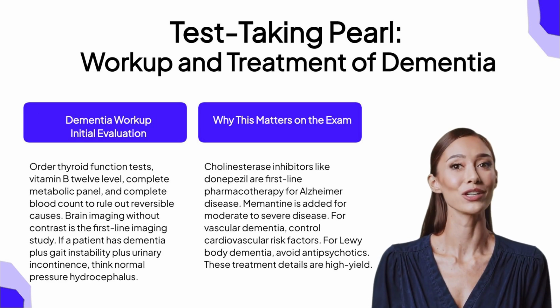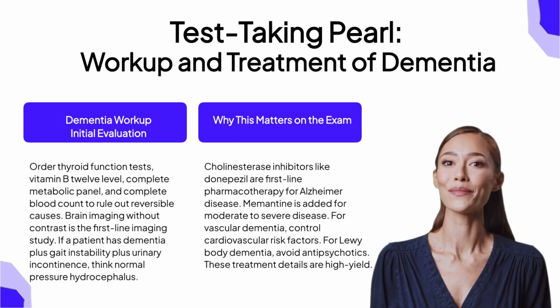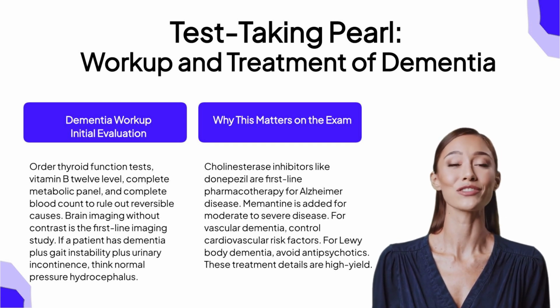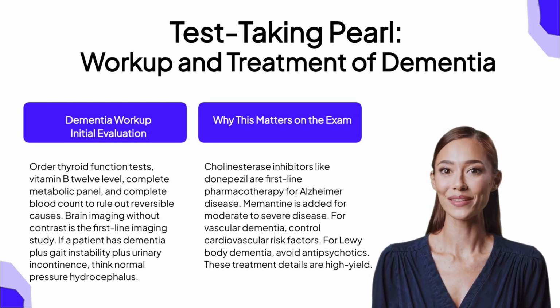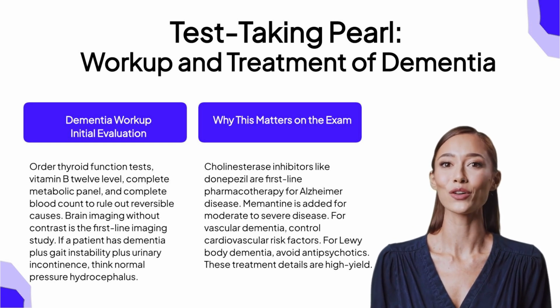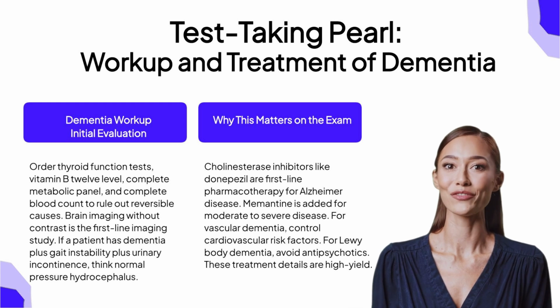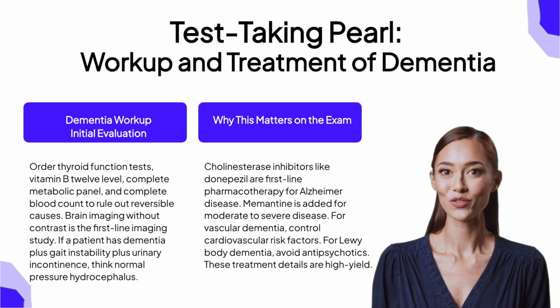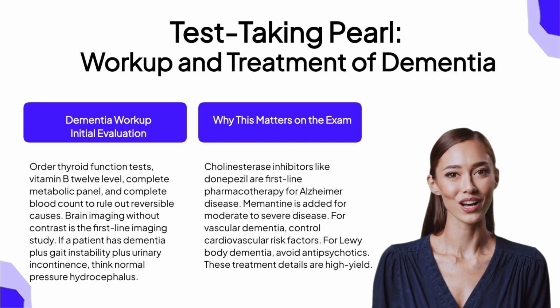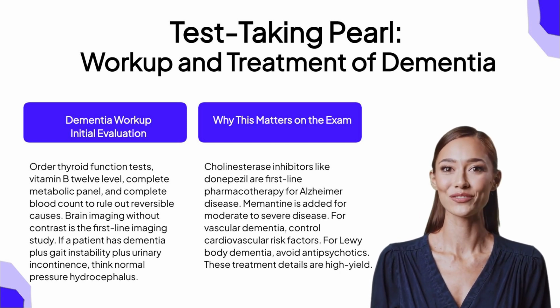Here is a critical test-taking pearl about the workup and imaging of dementia. When a question asks about initial workup of a patient with cognitive decline, remember to order basic labs first. Thyroid function tests, vitamin B12 levels, a complete metabolic panel, and a complete blood count are the standard initial workup to rule out reversible causes of dementia. For imaging, a brain scan without contrast is the standard first-line imaging study to evaluate for structural lesions, strokes, or normal pressure hydrocephalus. On the boards, if a patient with dementia also has gait instability and urinary incontinence, always think normal pressure hydrocephalus, which is one of the reversible causes of dementia.